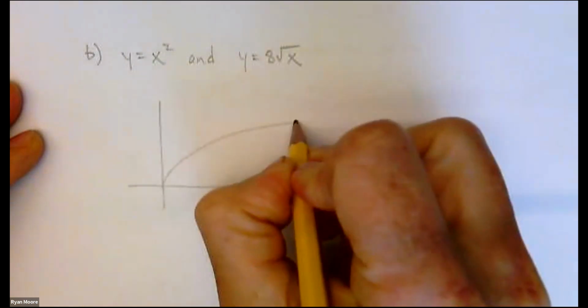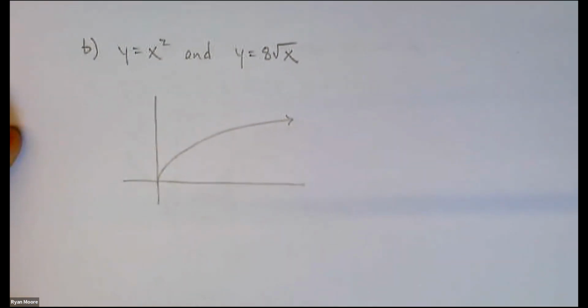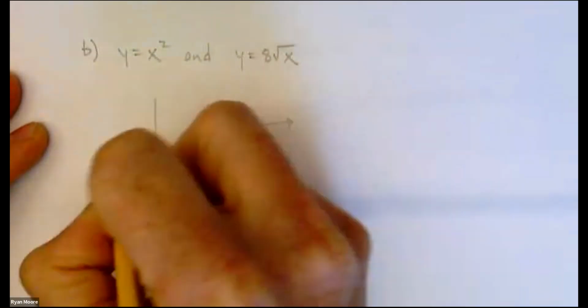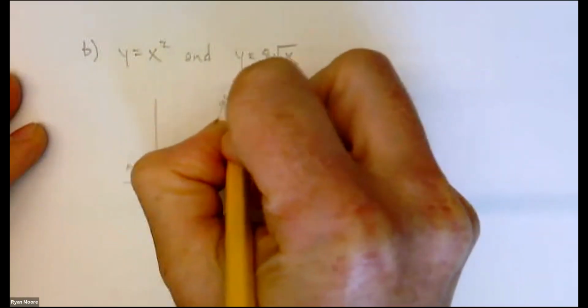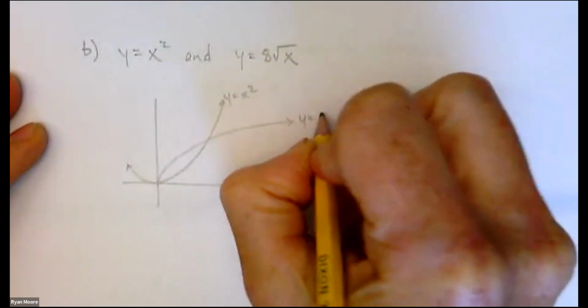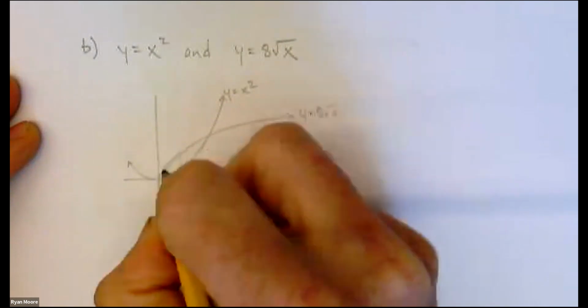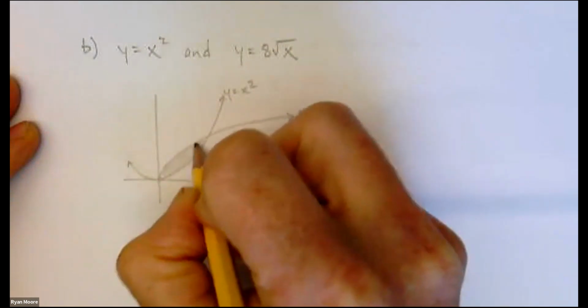Square root looks something like that. X squared, something like that. Y equals x squared, y equals 8 square root x. We note that this is the region, what's in between them.